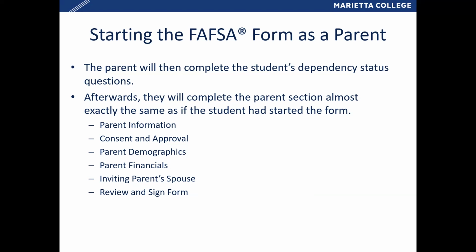After they complete that, they will have almost the exact same experience as if they were finishing the form as a parent. So they will fill out their own parent information, make sure that they confirm their identity information, etc. They will provide consent and approval, their demographics and financials, and they will invite their spouse if they are married and need to invite another contributor to the form. And after all that is done, they will review and sign the form.